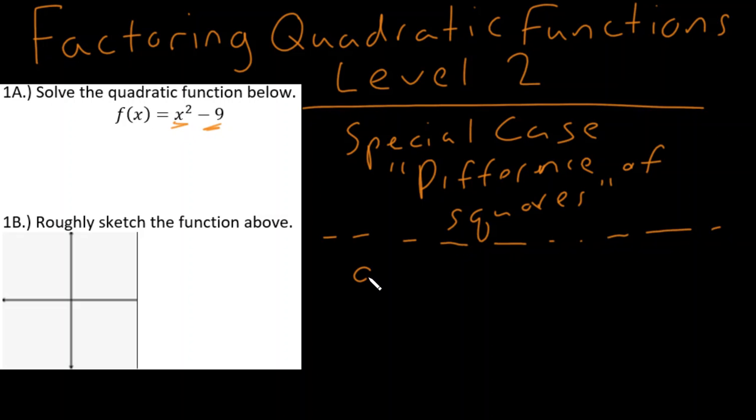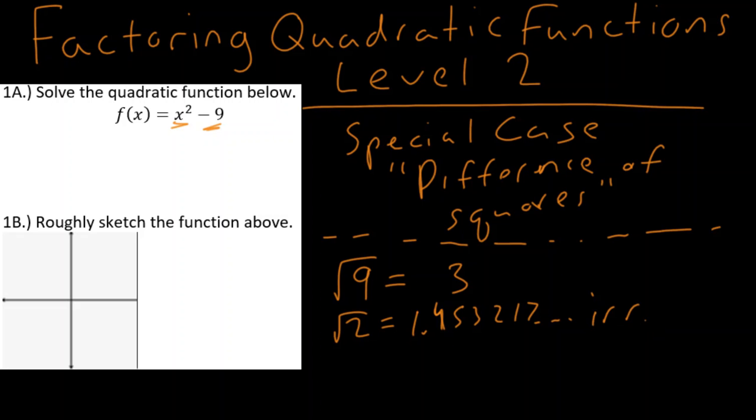Well, 9 is something that we call a perfect square because we can take the square root of 9, and the square root of 9 is actually going to be a 3. If I were to take the square root of something like 2, it's something like 1.4, and it goes on forever and never repeats. So the square root of 2 is something that we call an irrational number, and the square root of 9 is just a perfect number. It's 3.